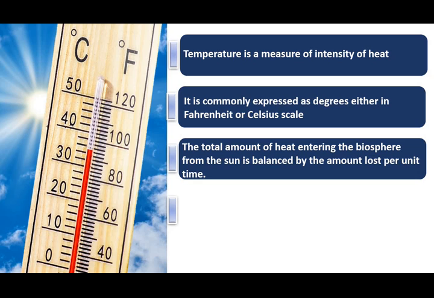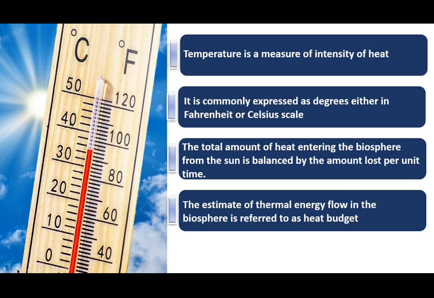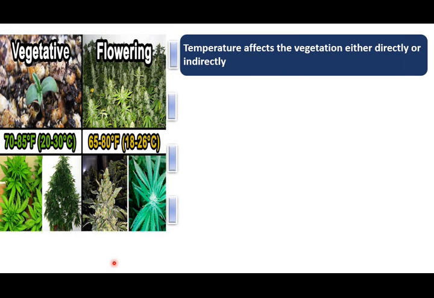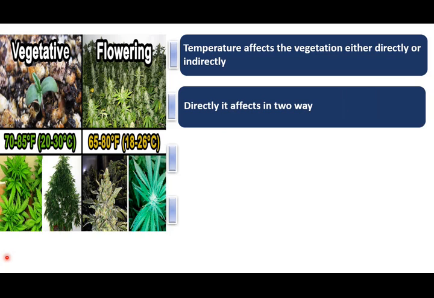The total amount of heat entering the biosphere from the sun is balanced by the amount of heat lost per unit time. The estimate of thermal energy flow in the biosphere is referred to as the heat budget. The most influential factors in the climate are temperature and moisture. Temperature affects the vegetation either directly or indirectly. Directly, it affects the plants in two ways.